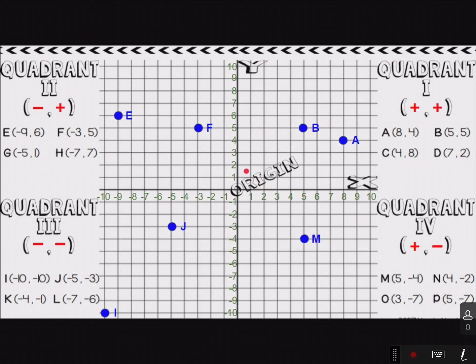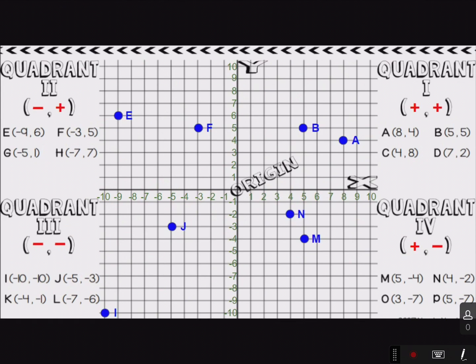And our last point for the day, we're going to go ahead and restart at that origin every single time. We're going to go to 4, negative 2, so I'm going to go 4 positive, and then I'm going to go down 2 on the y value, on the y-axis. Put my point and label it N.